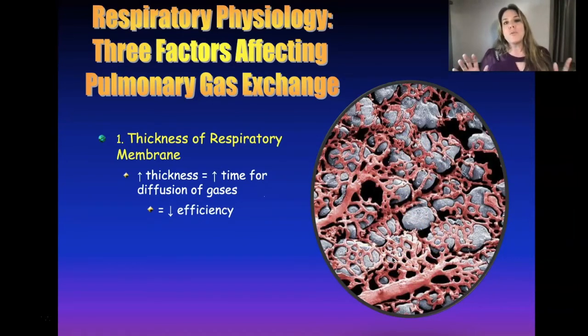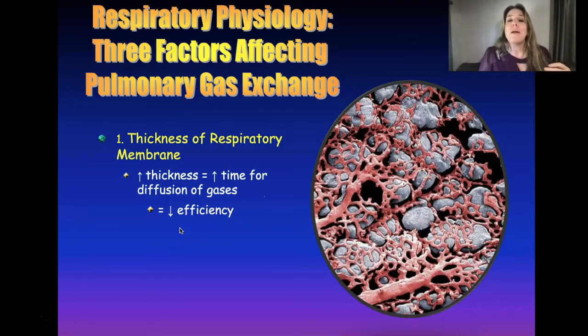So recall that the respiratory membrane is the interface between the capillaries and the alveoli. And that thickness can increase during times of inflammation. So, for example, some kind of inflammatory response will make things swell. And so that increases the thickness of the respiratory membrane.